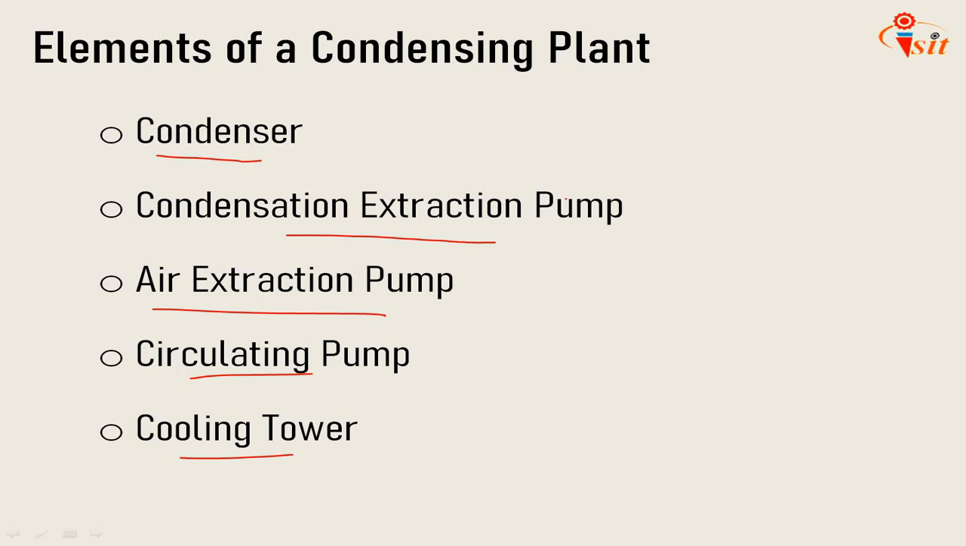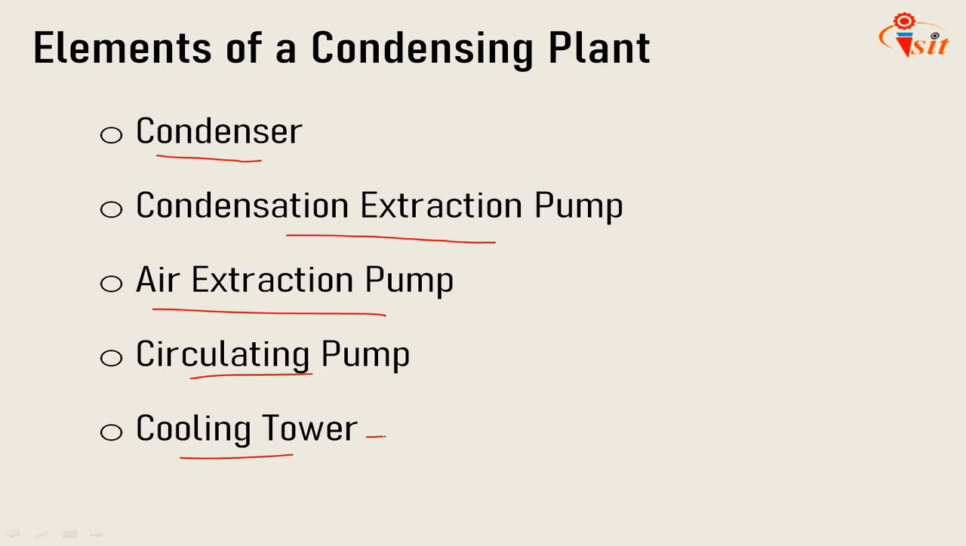Condensate extraction pump extracts the condensate from the bottom of the condenser and supplies it to the hot well. The feed water from the hot well is further pumped to the boiler. Air extraction pump removes the air and non-condensable gases from the condenser. Circulating pump takes in the water from the sump of the cooling tower and circulates it through the condenser tubes. The last element is the cooling tower.